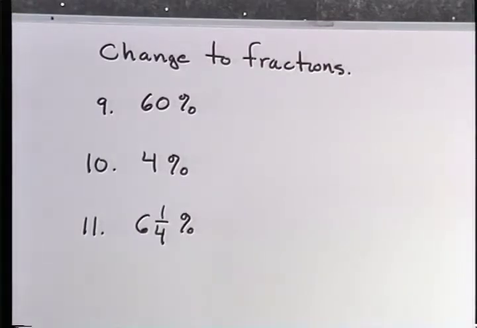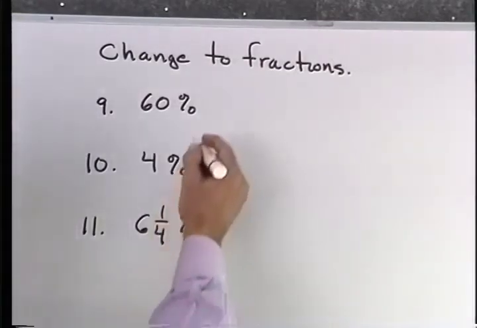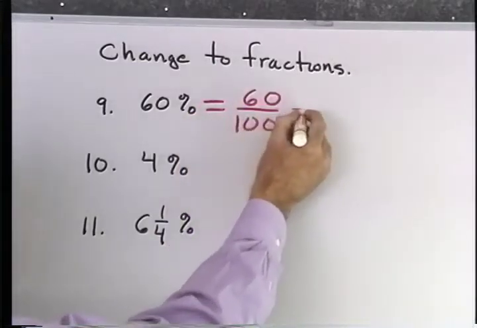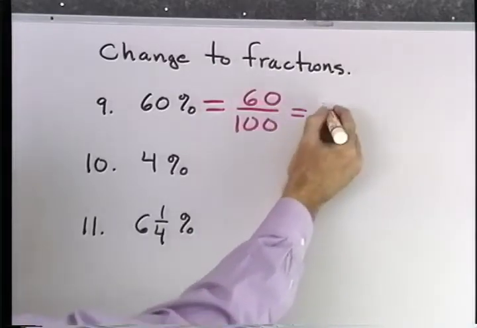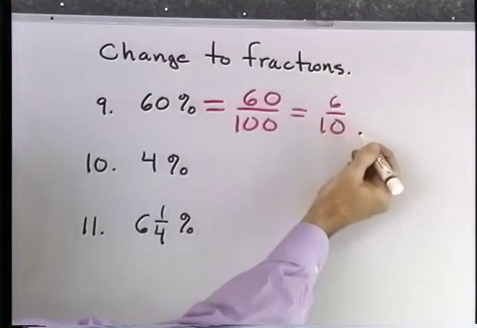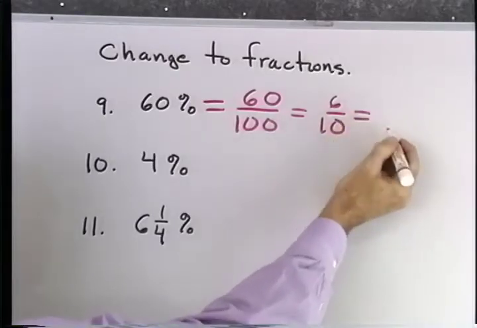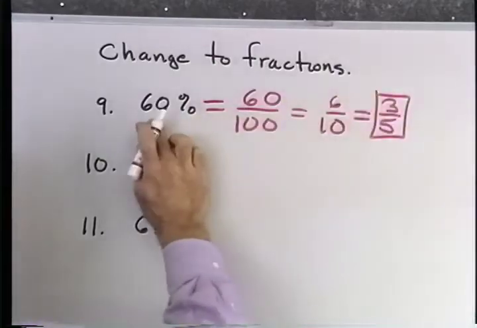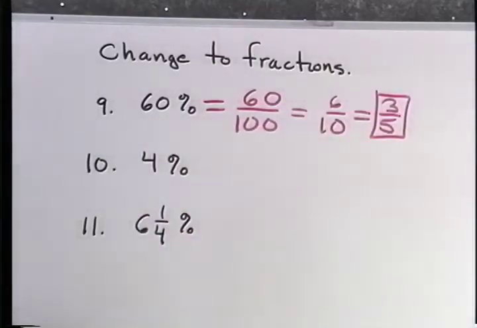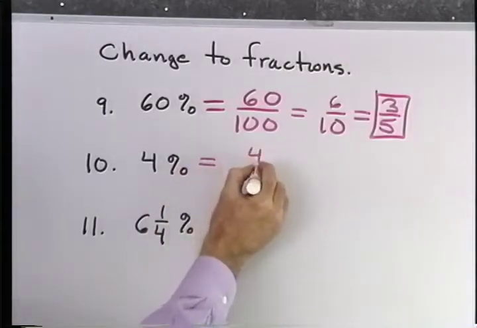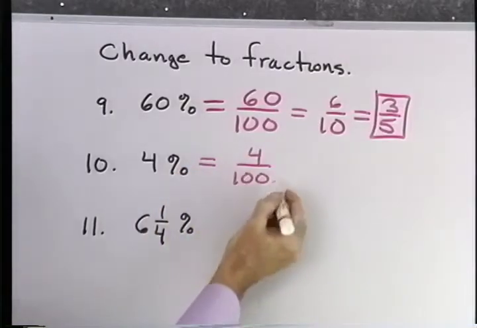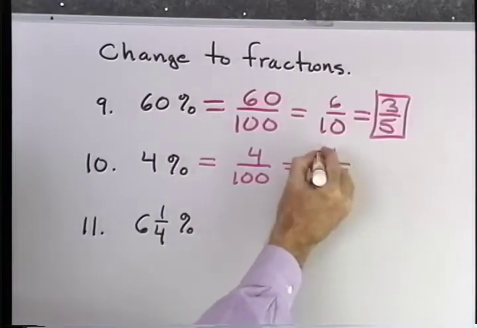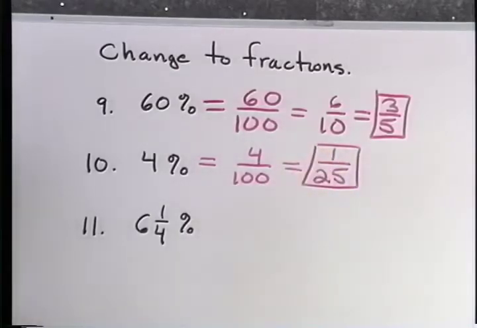For problem number 9, we have 60%, and we want to change that to a fraction. So I'm going to write this using my definition as 60 over 100. Then I'll divide the numerator and denominator by 10. I'll get 6 over 10. Reducing to lowest terms, divide numerator and denominator by 2, and I'll have 3/5. So 60% as a fraction turns out to be 3/5. Let's try 4%. That's 4 per 100, or 4 over 100. I'll divide the numerator and denominator by 4, and I'll get 1 over 25. So that is the fraction 1/25.